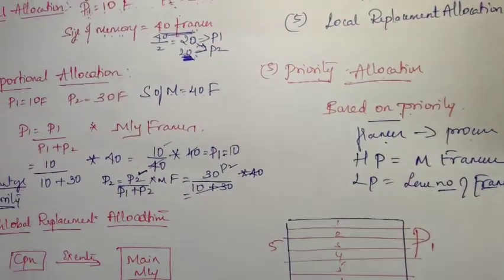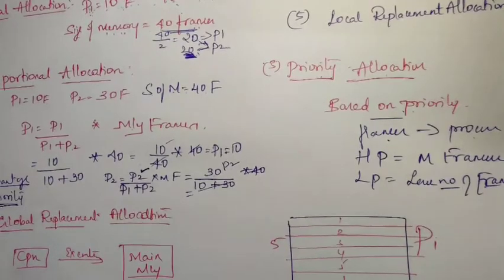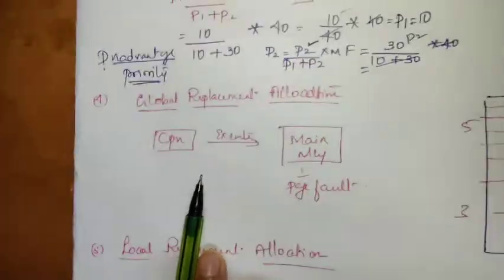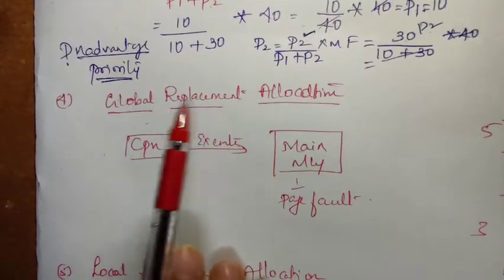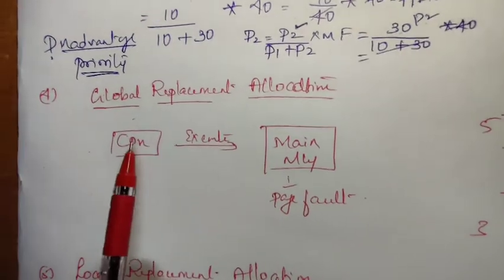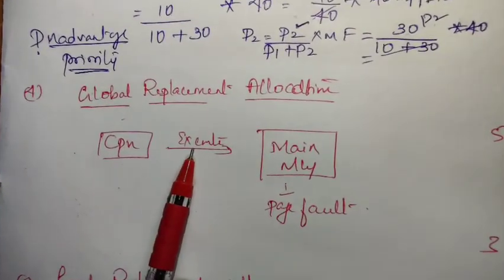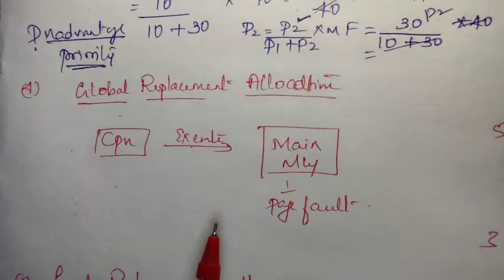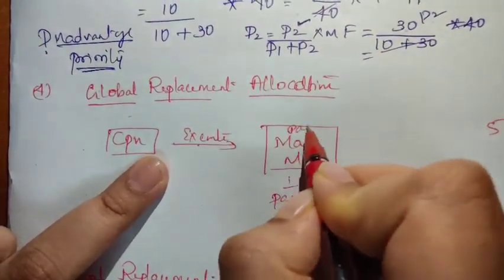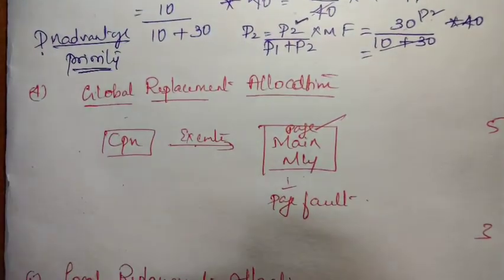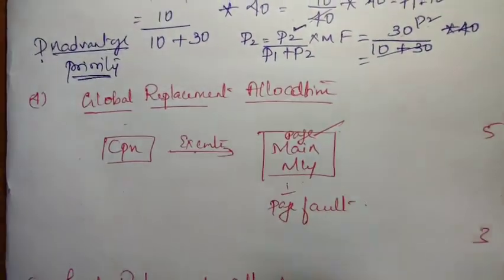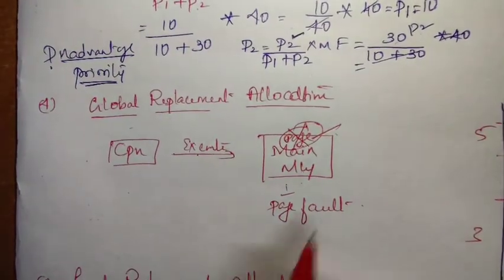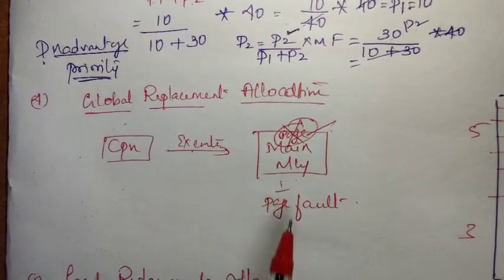The next approach is global replacement allocation. In case of global replacement allocation, whenever the CPU needs to execute a page, it checks whether that page is present in the main memory or not. Suppose the page is not present in the main memory, then that problem we call a page fault.